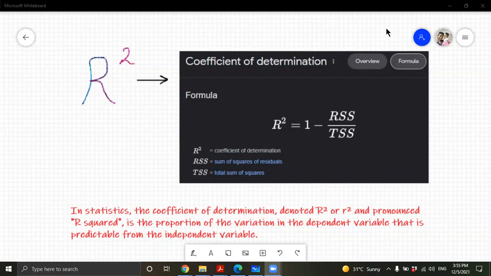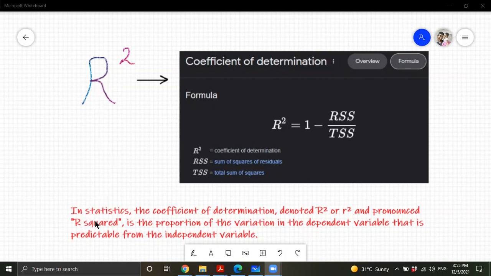So guys, in this video we are going to take a look at R-square or the coefficient of determination. So what is it and how is it useful for us? Those kinds of things we are going to look at in this machine learning playlist, right? So what is the coefficient of determination? It is also called R-square, capital R or small r square. Let us take a look at the definition.